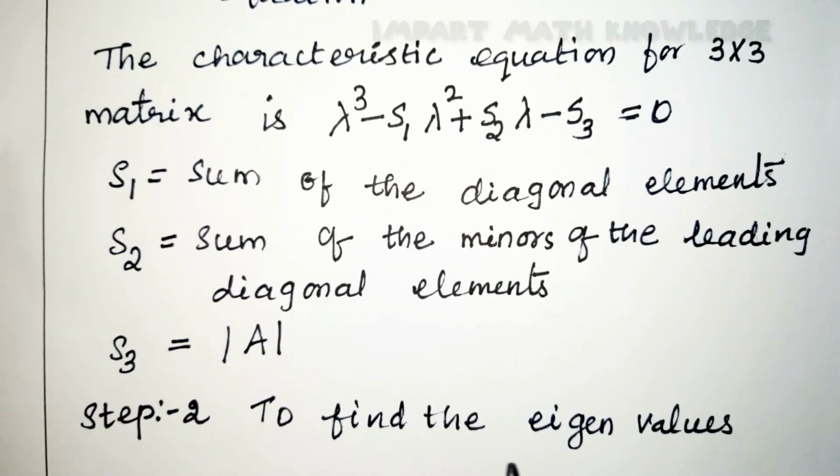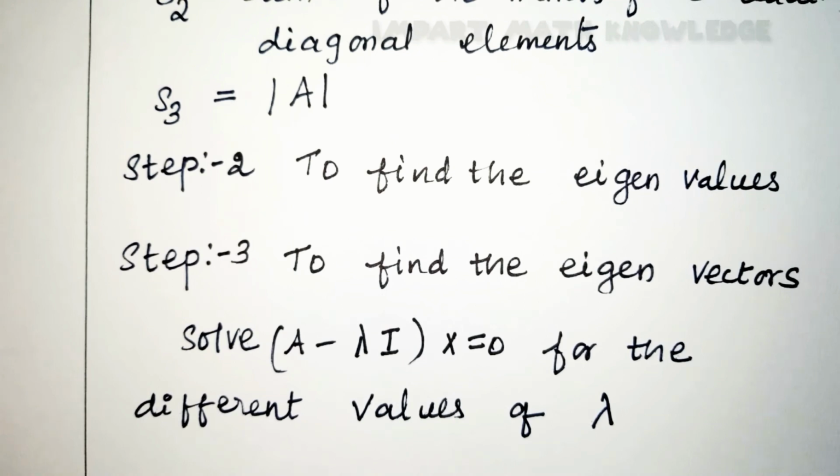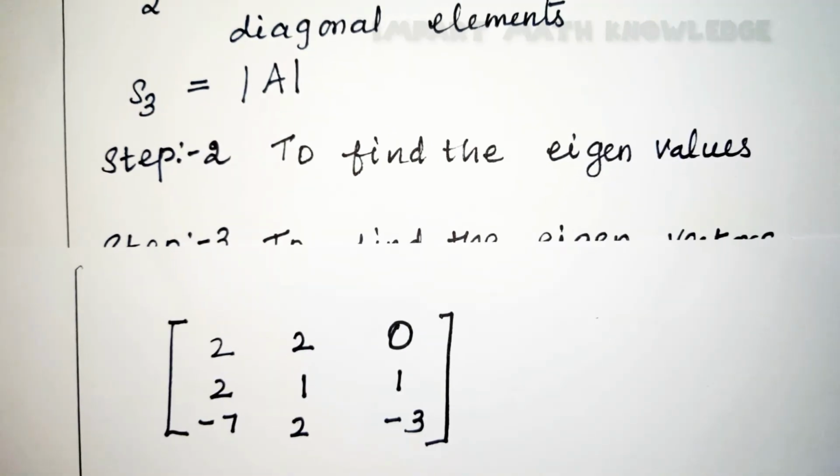Step 2, to find the eigenvalues, we have to find the roots of the characteristic equation. After finding eigenvalues, we have to find eigenvectors. For finding eigenvectors, we have to solve the equation A minus lambda I into x is equal to 0 for the different values of lambda. The given problem is a 3 by 3 matrix. We have to find the eigenvalues and eigenvectors.